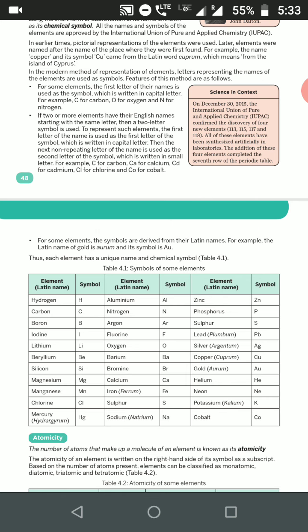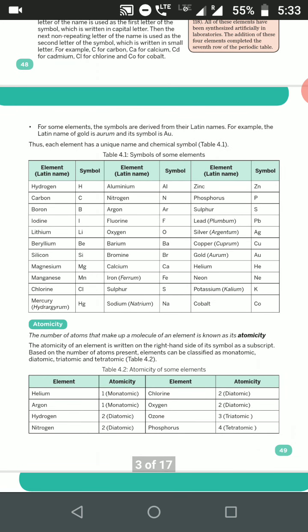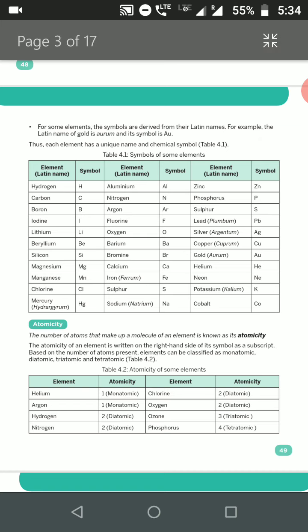Okay, next, atomicity. What is atomicity? The number of atoms that make up a molecule of an element. The number of atoms present in a molecule of an element is called atomicity. Like H2O, how many atoms are present? Here 2 hydrogen and 1 oxygen atom are present, so its atomicity is 3. CO2: 1 carbon and 2 oxygen atoms, so the atomicity is 3. It is the number of atoms present in a molecule.